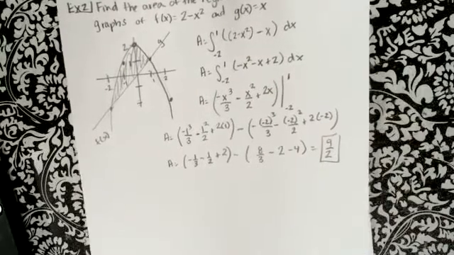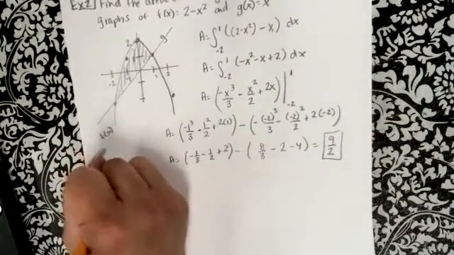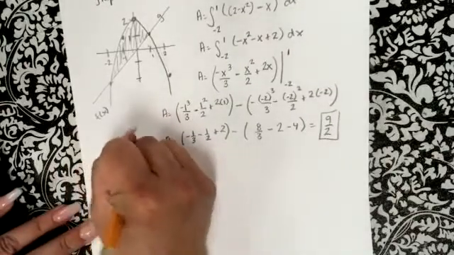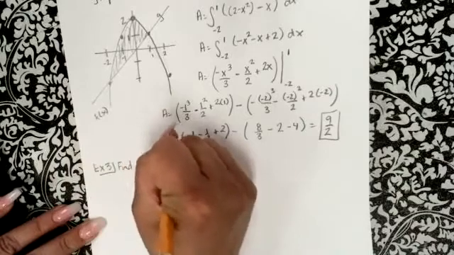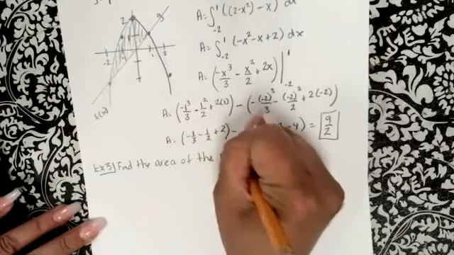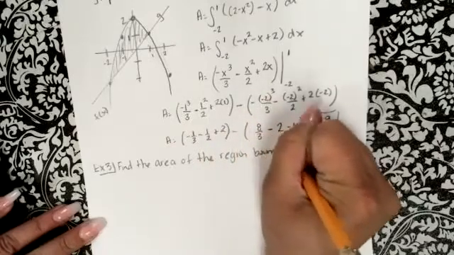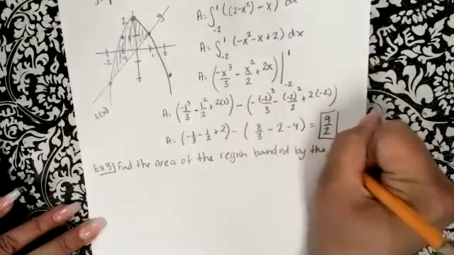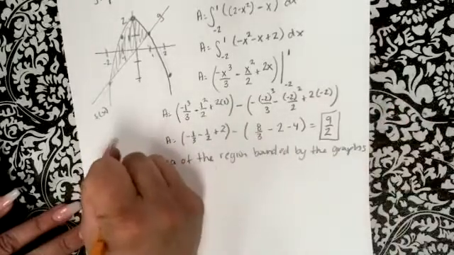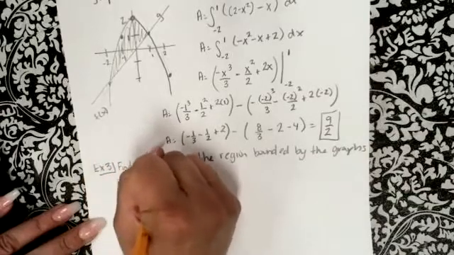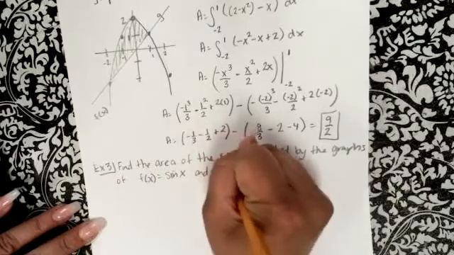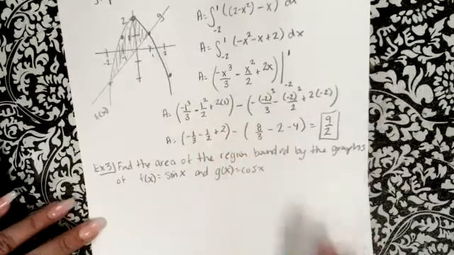All right, let's do a trig one. Find the area of the region bounded by the graphs, because there's two of them, of f of x equals sine x and g of x equals cosine x.